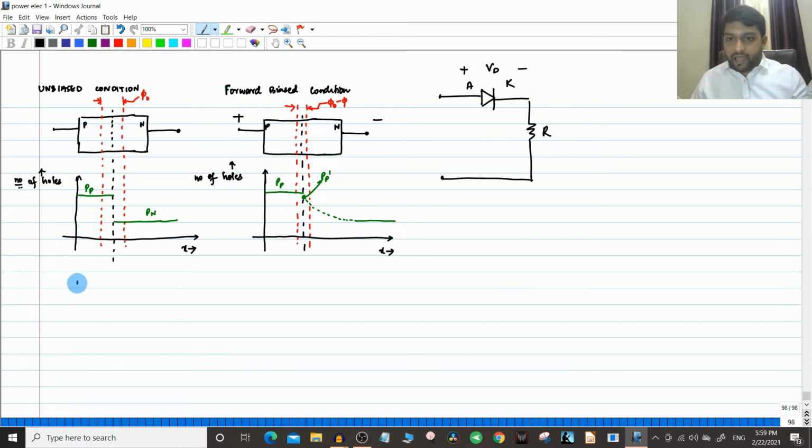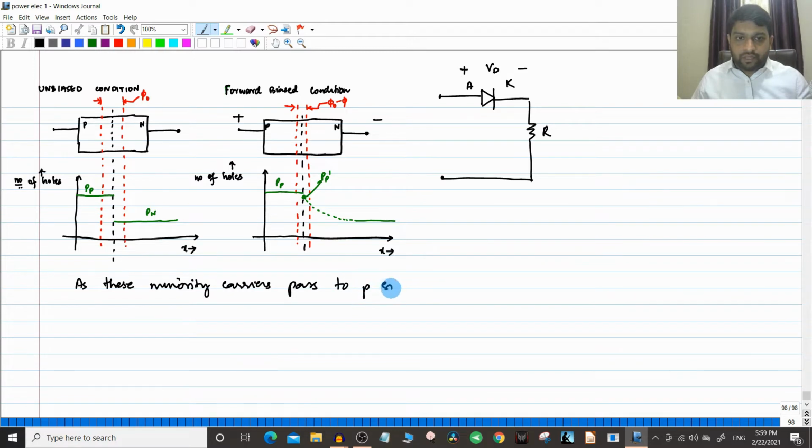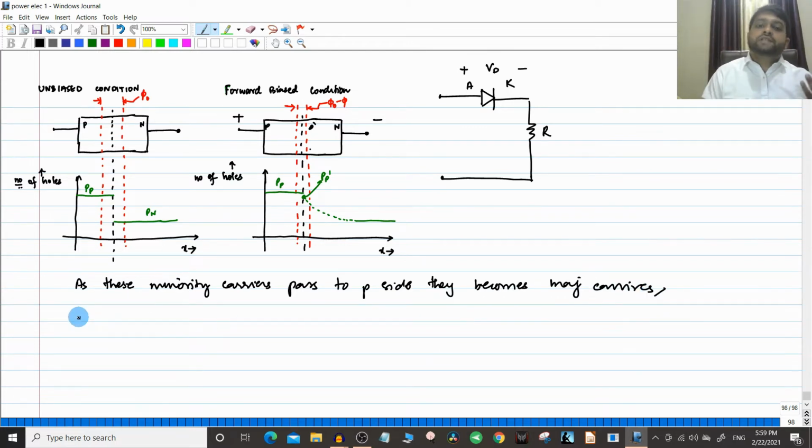So as these minority carriers pass to the P side, they become majority carriers. Holes in the P side are majority carriers. And till how much time will this high value of current flow? The time for this is called the storage time. The amount of time for which this high current is going to flow is called the storage time. Okay, so they become majority carriers.